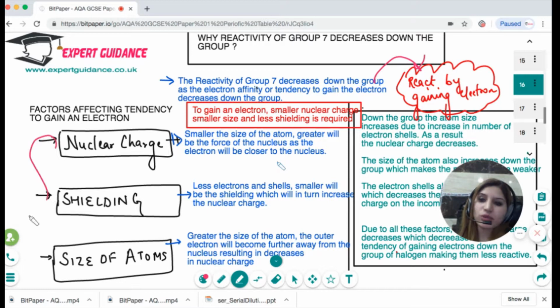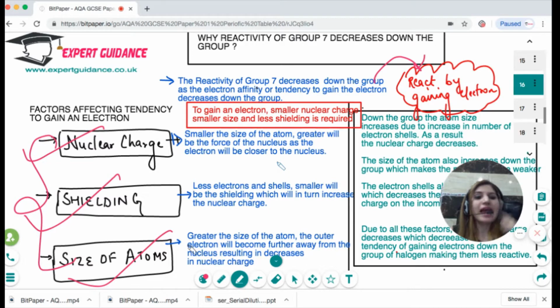Again, we'll be talking about these three scientific terms: nuclear charge, shielding, and size of the atom. As you go down the group, the nuclear charge decreases because of the increase in size of the atom. So the halogen cannot hold the incoming electron properly. So it won't be able to gain an electron with that ease down the group. Also, down the group, the nuclear charge gets shielded by the inner electrons. So the incoming electron will experience a smaller nuclear charge. Okay, so I hope it's clear to you.